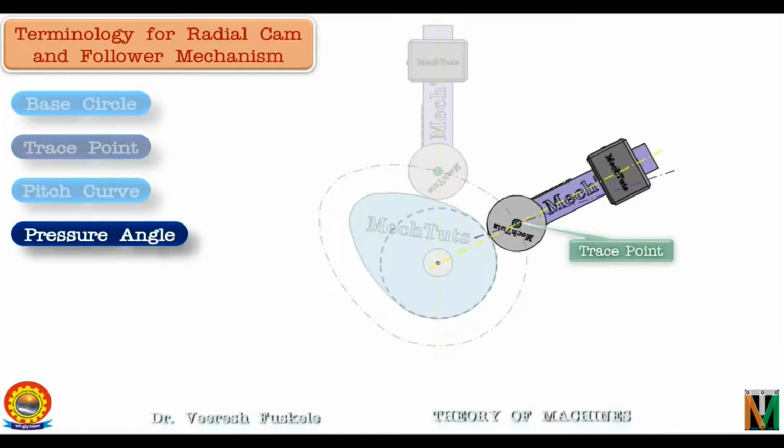Now, if we assume that there is no friction, then the force that is exerted by the cam onto the roller will be acting along this common normal. So this is the direction of the force between the cam and the roller in the absence of friction. Let us understand this with another figure.